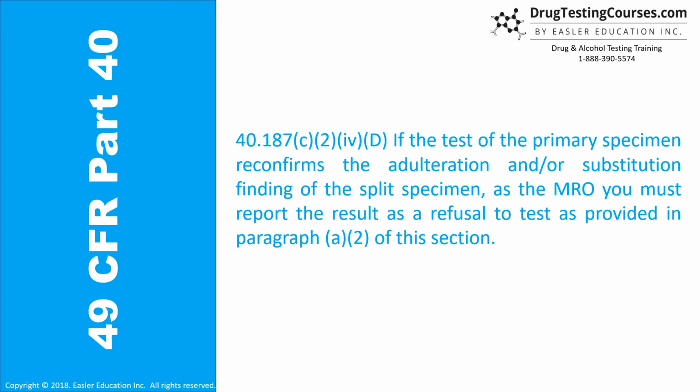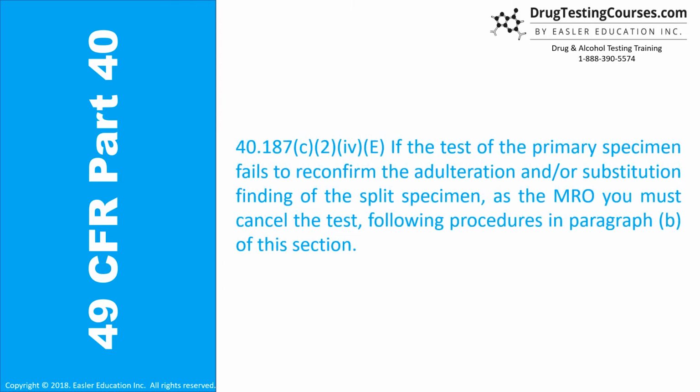40.187C2 sub 4D. If the test of the primary specimen reconfirms the adulteration and/or substitution finding of the split specimen, as the MRO, you must report the result as a refusal to test as provided in paragraph A2 of this section. 40.187C2 sub 4E. If the test of the primary specimen fails to reconfirm the adulteration and/or substitution finding of the split specimen, as the MRO, you must cancel the test following procedures in paragraph B of this section.